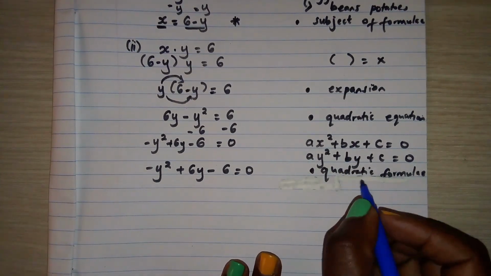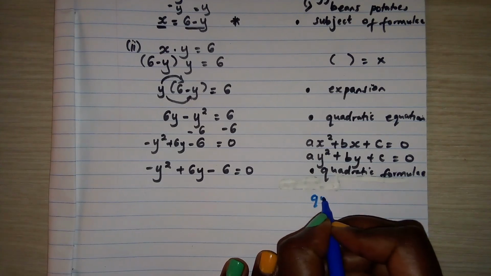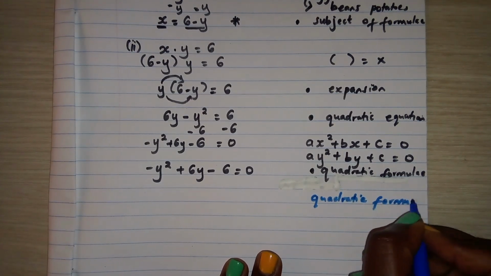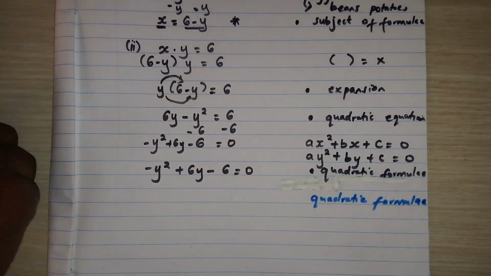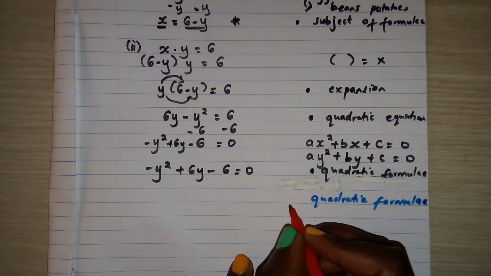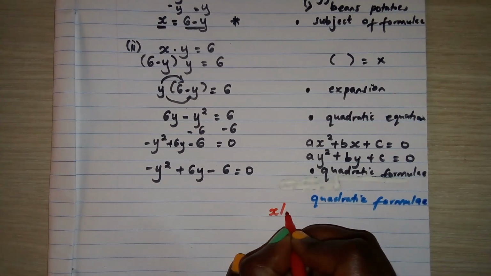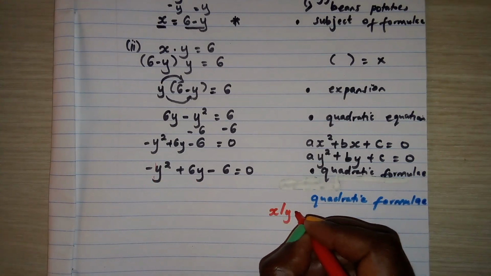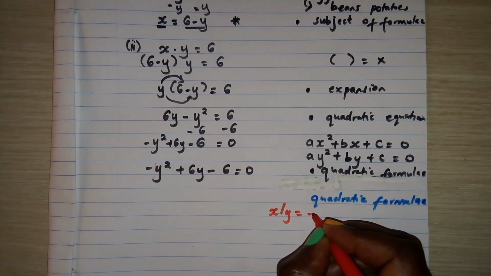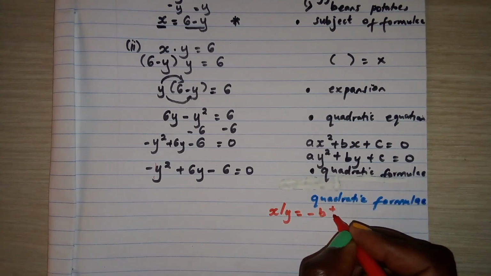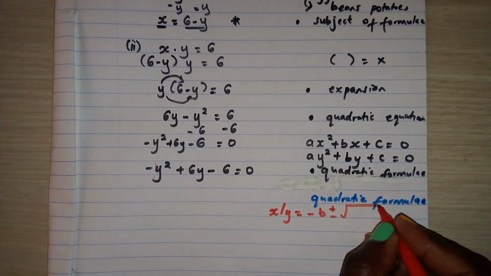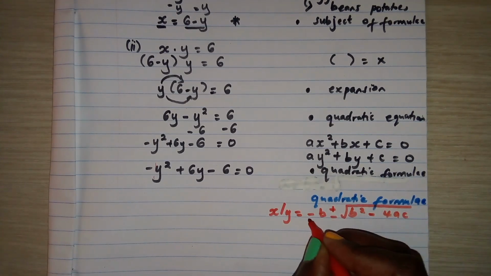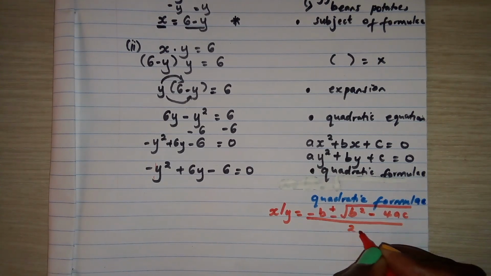So what is the quadratic formula? It can be x or y depending on the letter you have. In this case we have y, but it's the same thing: y equals minus b plus or minus the square root, into bracket, of b squared minus 4ac, all over 2a.